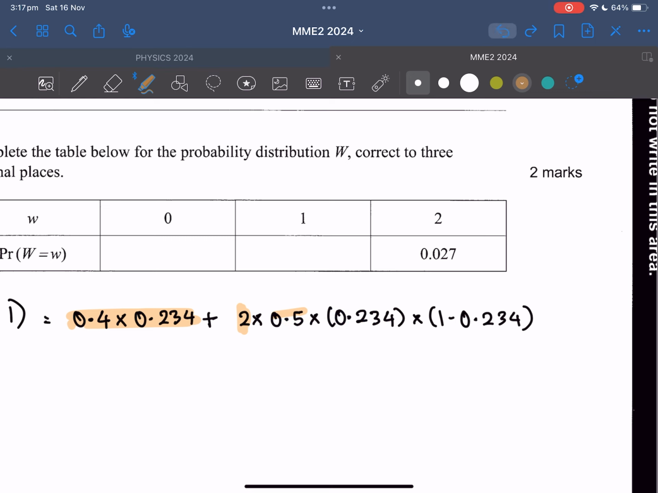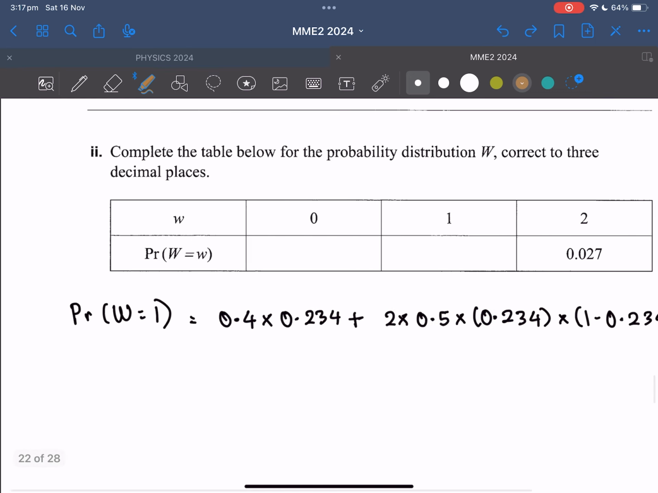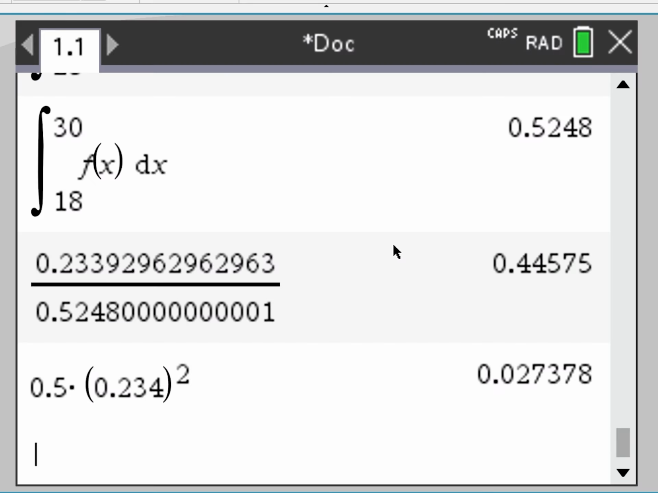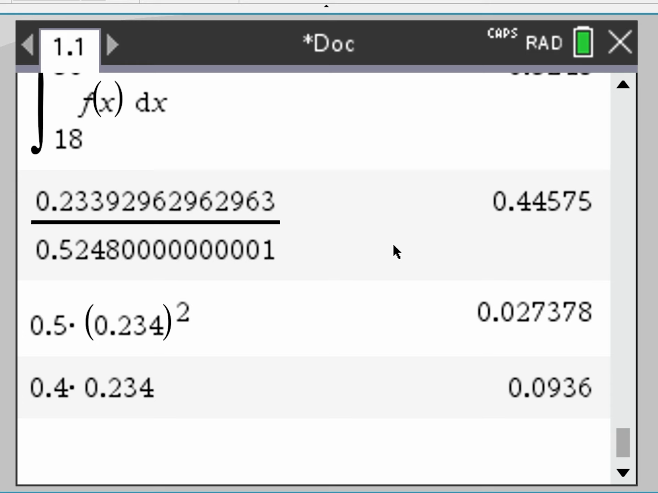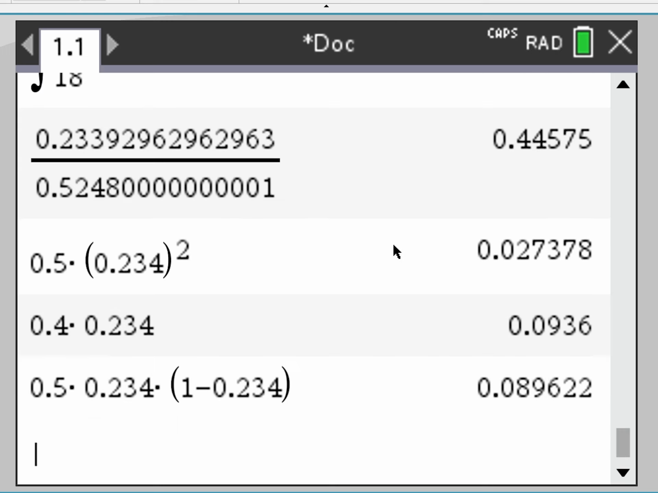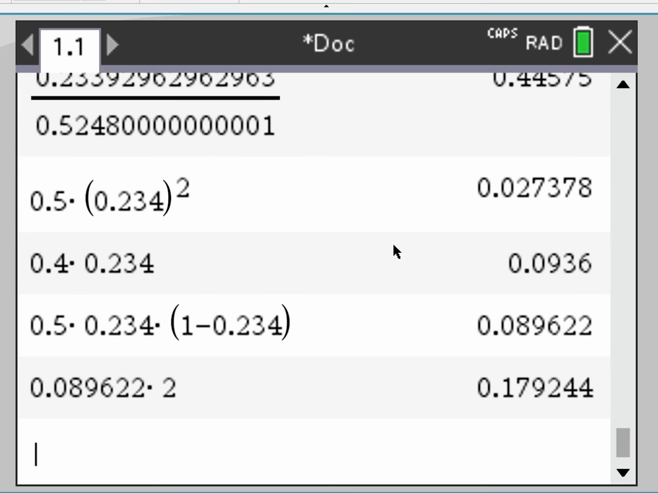So let's quickly, after I remove this, put this on CAS. So I got 0.4 times 0.234. Okay? And then 0.5 times 0.234 times 1 minus 0.234. And that gives us that. Oh, times it by 2. Forgot that. Okay.